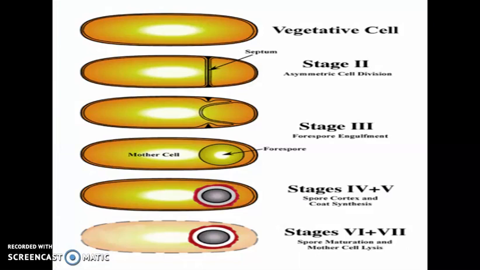This is the stage which I have discussed. Stage 1, that is asymmetric cell division forming a septum, and this is the mother cell and forespore. And next are the other stages of the spore: cortex and coat synthesis. Finally, spore maturation and mother cell lysis.